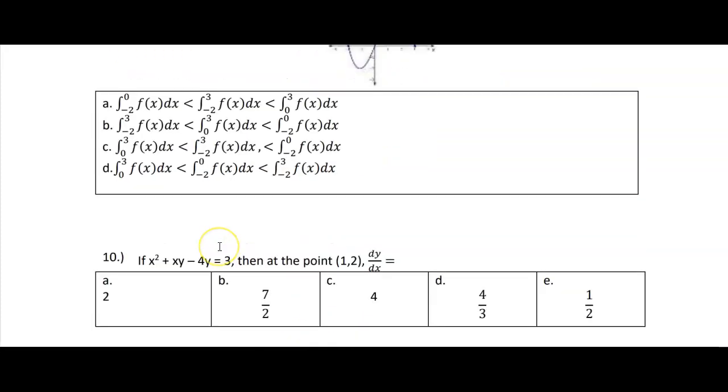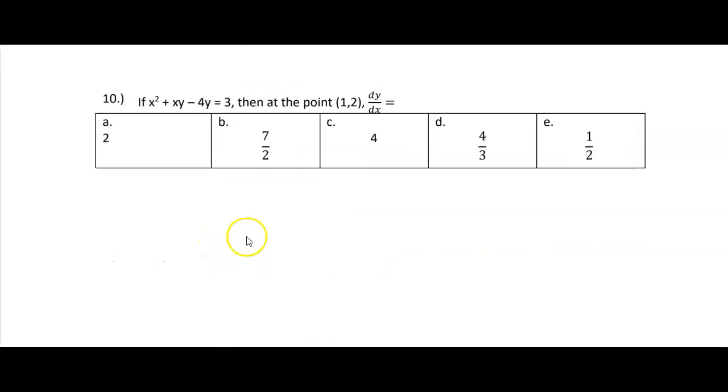Go ahead and move on to number 10 here. A lot of people didn't do too hot on this one. This was a very commonly missed question. Let's go ahead and review it. So first of all, you have to take the derivative of this thing with respect to x. Now this is going to be implicit differentiation.